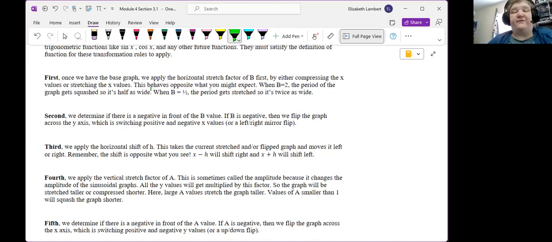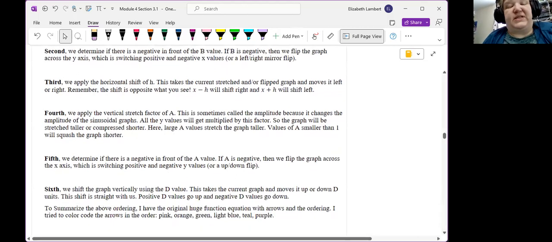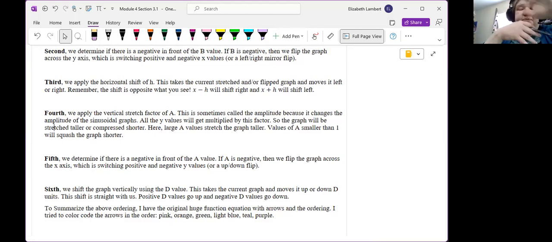Fourth, we apply a vertical stretch factor. So once we've got it compressed or stretched horizontally and picked up and moved around, now we apply our vertical stretch, and that's just changing our amplitude. So either stretching it out higher or squashing it so it's not as tall as the original graph. We double check to see if there's a negative outside the function. This is going to make positive y's negative, so an up-down flip.